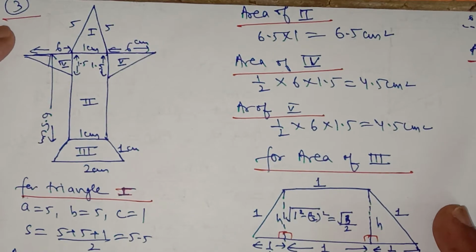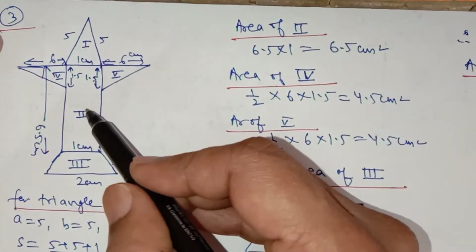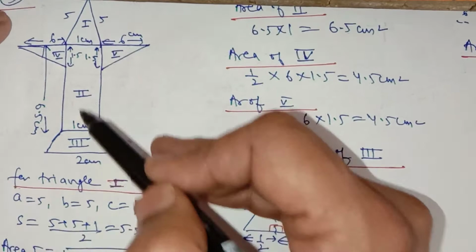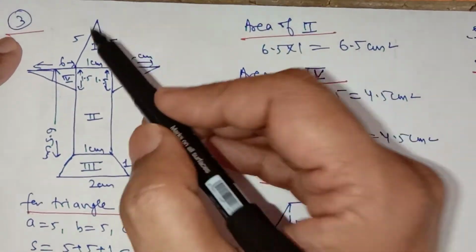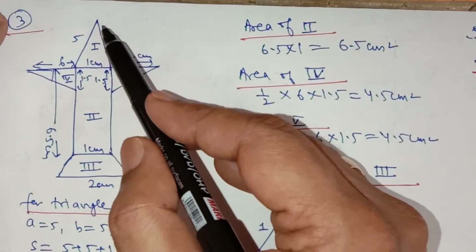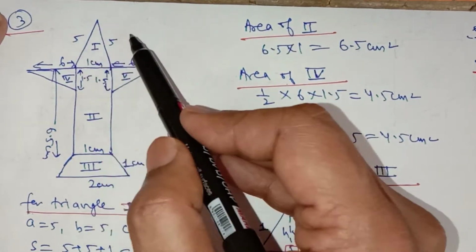Now to find the area of this figure, you have to find the area of these three triangles, the area of the rectangle, and the area of trapezium. Now you can find the area of triangle. The dimensions of this is given. See in your books carefully. In triangle first, the sides are 5, 5, and 1.